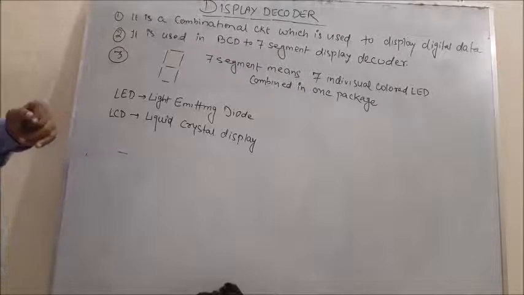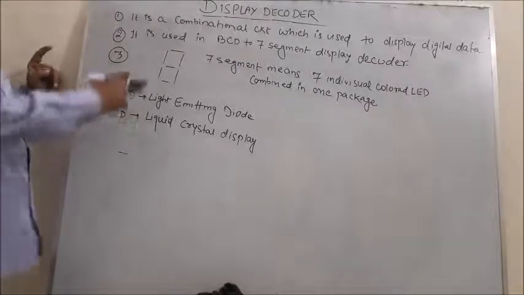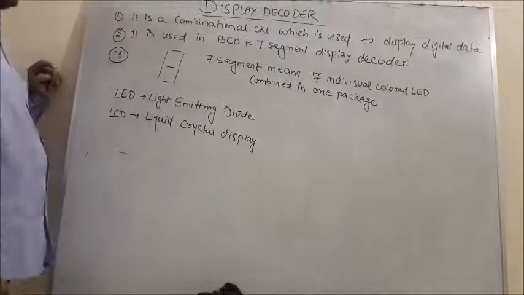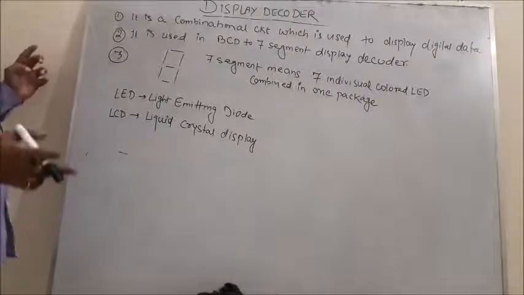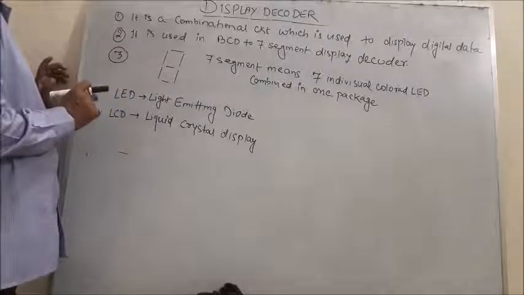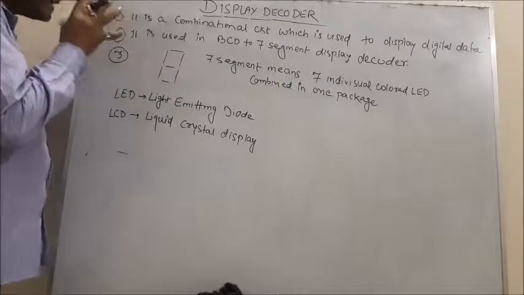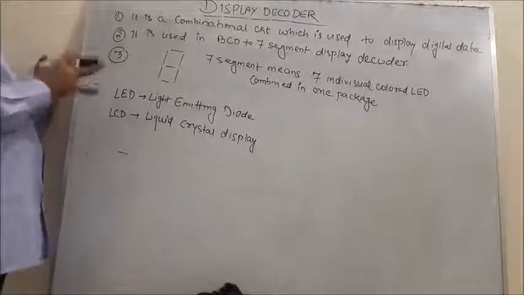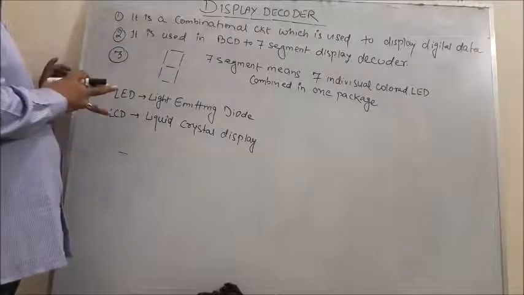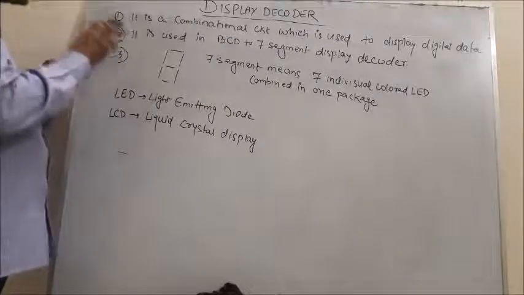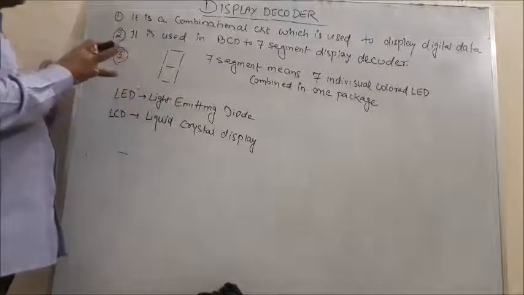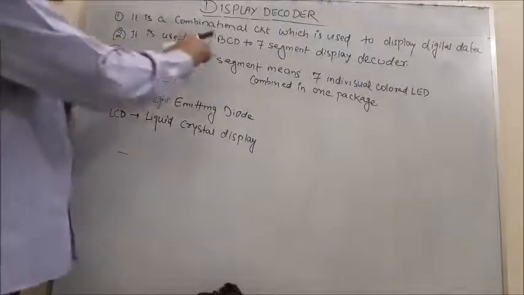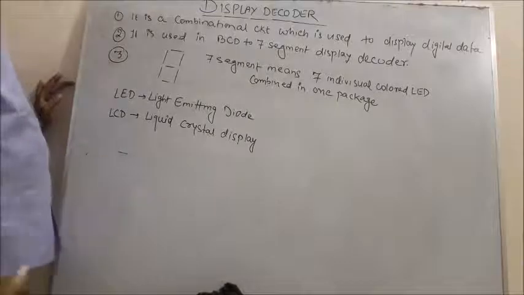See, 7-segment display decoder is nothing but this 7-segment: 1, 2, 3, 4, 5, 6 and 7, right? That is why it is known as 7-segment, because these are individual segments, right? And this 7-segment display decoder is used to display all types of digital data, right? That is why display decoder is useful to convert BCD into 7-segment display.